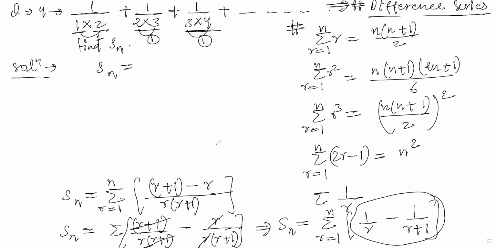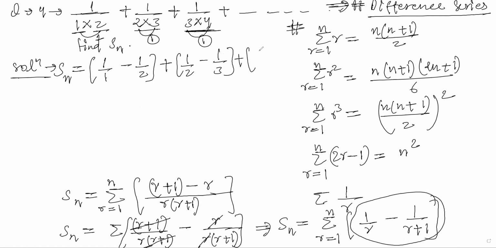How you will see this. So Sn is this, sigma r is from 1 to n, 1 by r minus 1 upon r plus 1. What I'm doing now is just expanding the series, putting these values of r. So this series will go somehow like this. If I put r equals 1, I'll get 1 by 1 minus 1 by 2. Then I put r equals 2, so I'll get 1 by 2 minus 1 by 3. Then I'll be putting 3, so I'll get 1 by 3 minus 1 by 4.